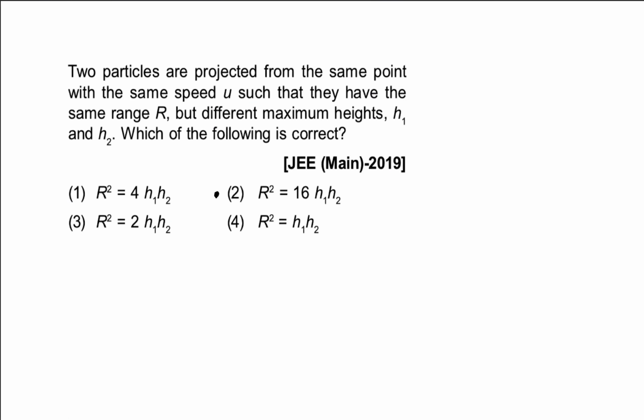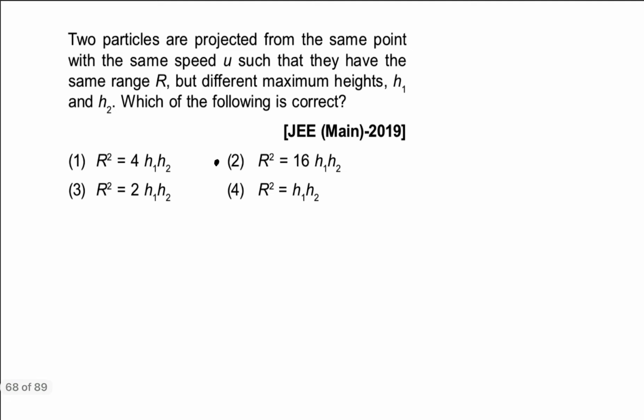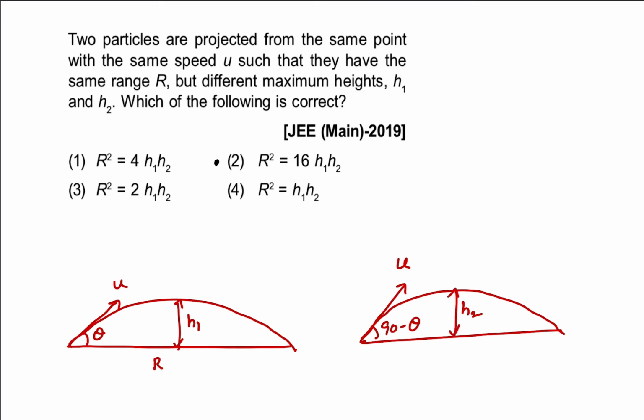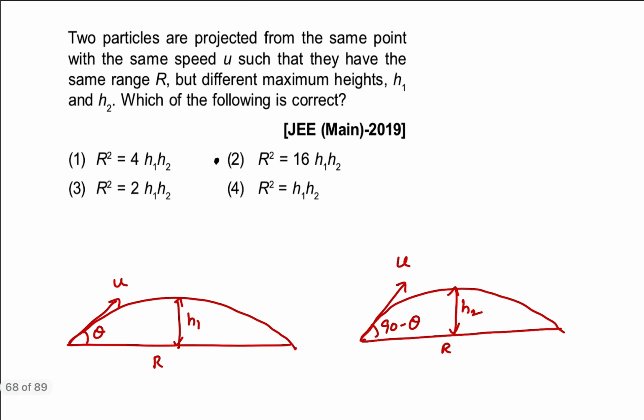Next one. Two particles are projected from the same point with same speed u such that they have the range r but different maximum heights. Now I am taking two particles. One particle is projected with u making angle theta. In this case the height reached by the body is h1. Second particle is projected with the same speed, but to get the same range we have to project with complementary angles. In this case the height we are taking as h2. In first case range is r, second case also range is r.